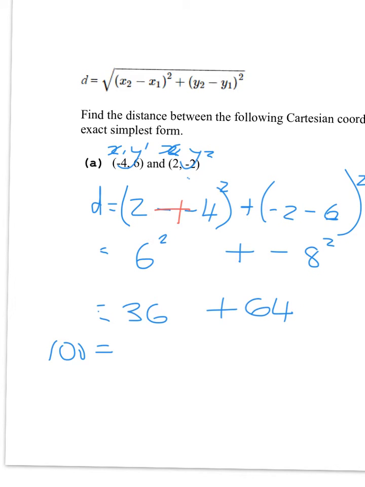We have to do the square root of it. What is the square root of 100? It's 10. So therefore, D is equal to 10. And that's our final answer. So this looks complicated, but it's not really. Just follow the rules. It's x2 take x1, y2 take y1, square them, and you're just doing your normal Pythagoras. You can really do this.